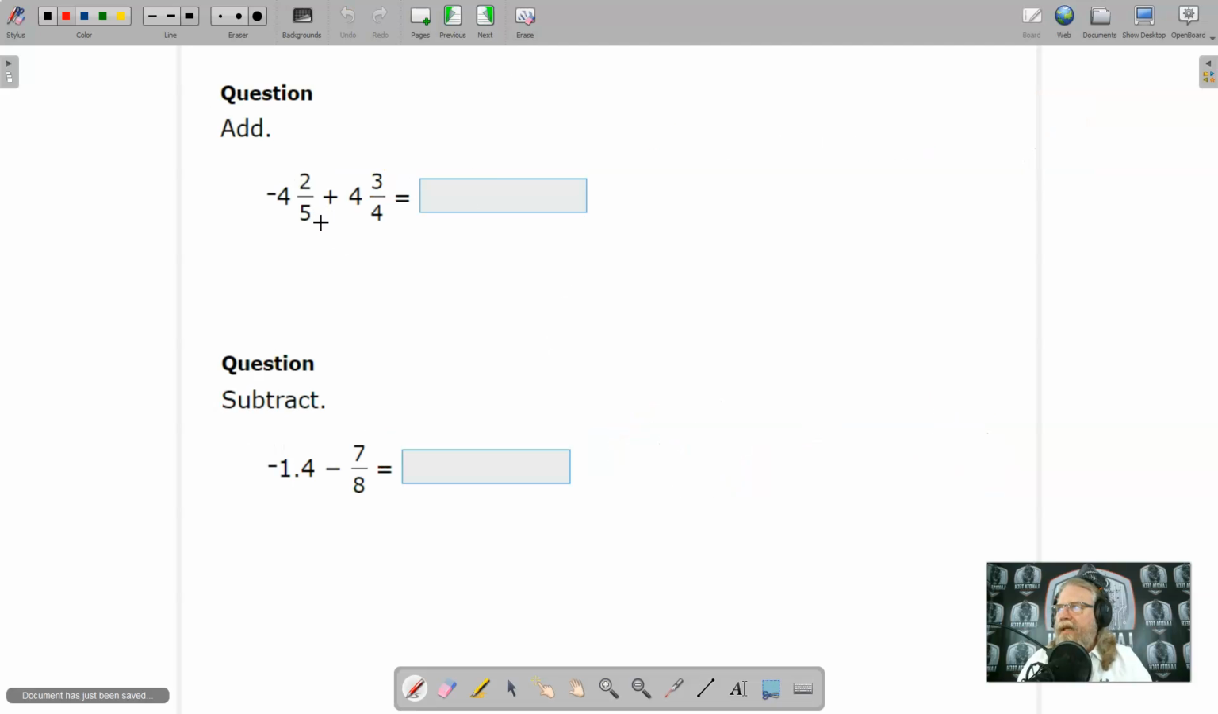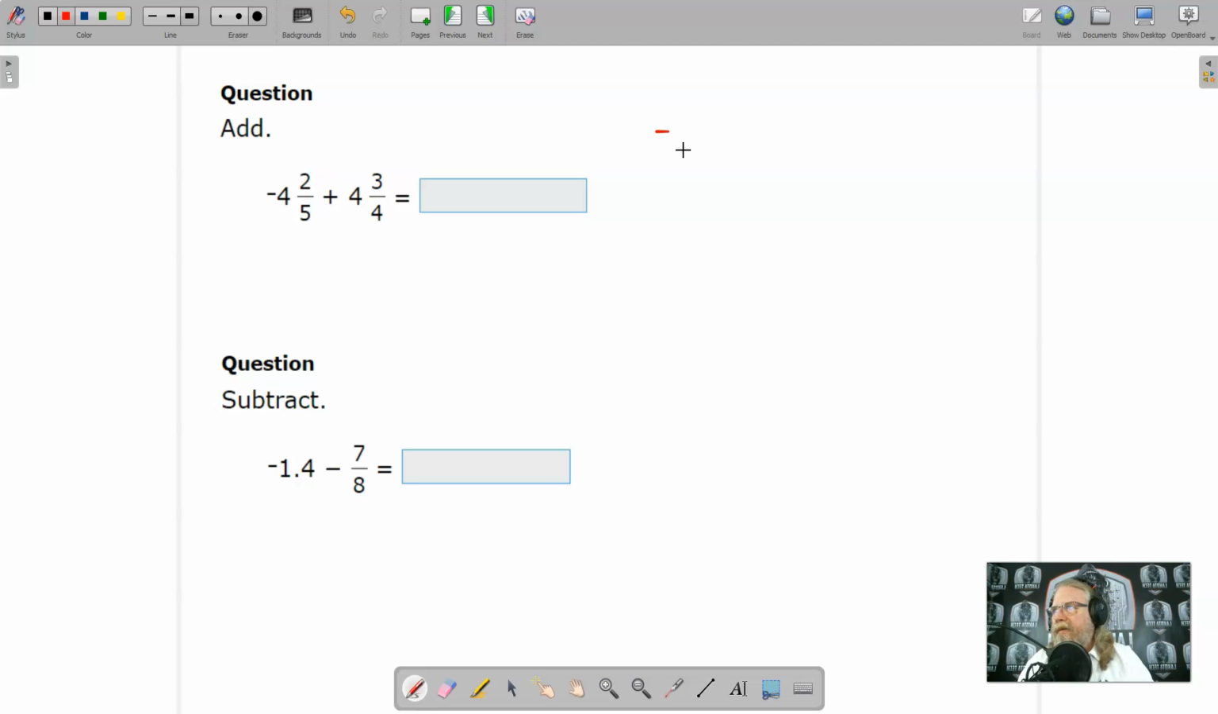Here we have two mixed numbers. Now, if I add the negative 4, I could take a shortcut here. But first, many people would say, okay, convert them over to improper fractions, create like denominators, etc. So let's go ahead and try that.